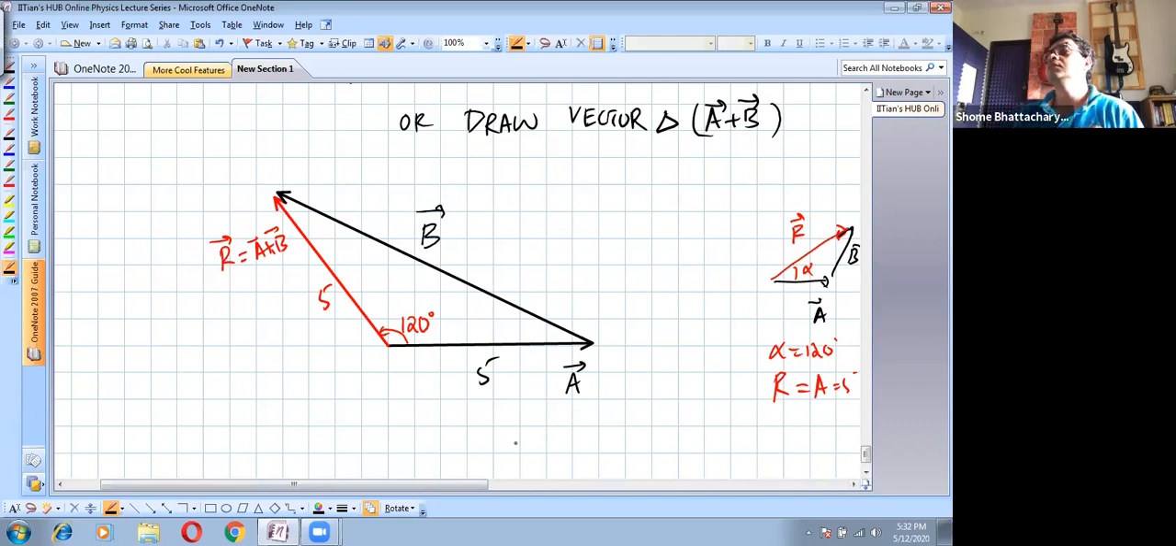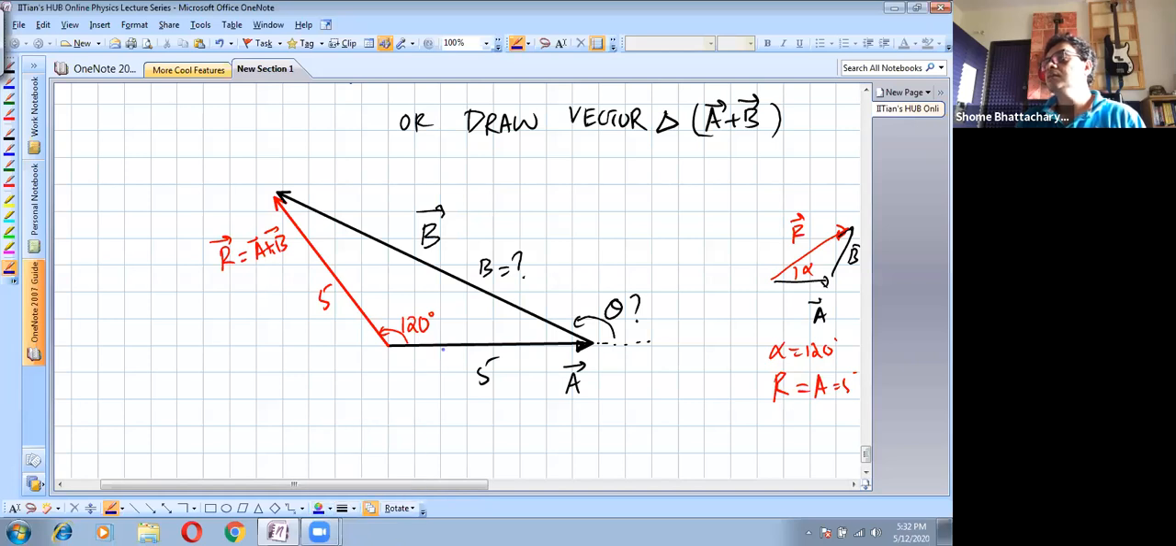The magnitude of this one we don't know. And this angle theta, we don't know. So now let us see how we can make use of the triangle principles that we know.